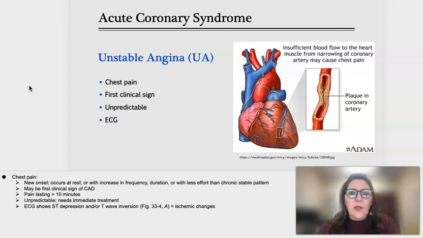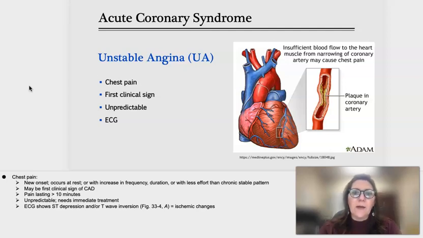For that chest pain, it could be new onset, which occurs at rest, or it increases in frequency, duration, or with less effort. Or it might be the first clinical sign of any coronary artery disease at all, that you all of a sudden have chest pain. The pain can last more than 10 minutes. It could be unpredictable and need immediate treatment, or it can go away. Someone can say, I had chest pain and I have no idea why, and it went away. And all of a sudden that person is now at risk that wasn't at risk before, because that's their first cardiac episode. The EKG can show ST depression and or T-wave inversion, which means ischemic changes, or not enough oxygen.